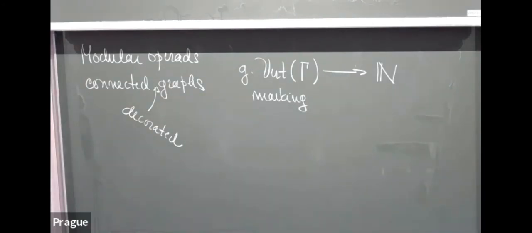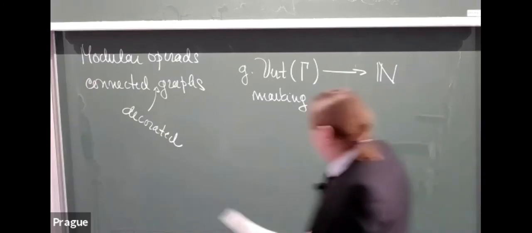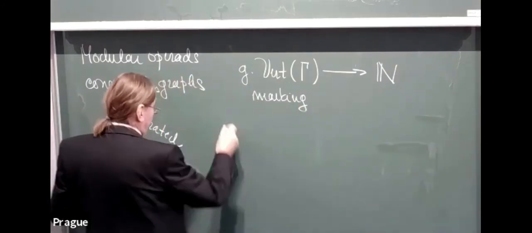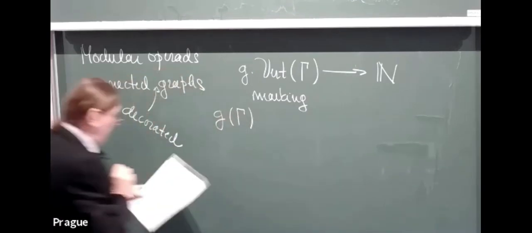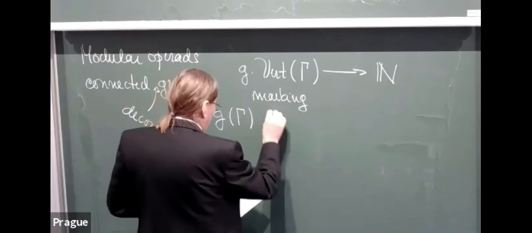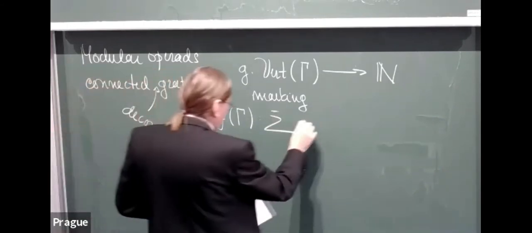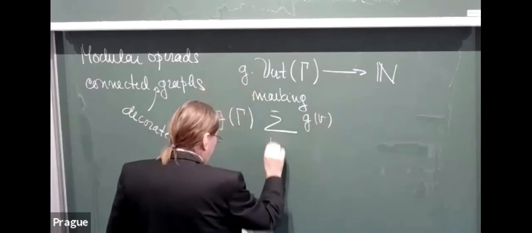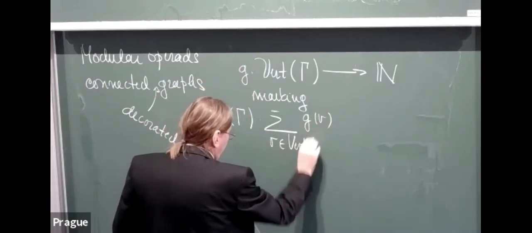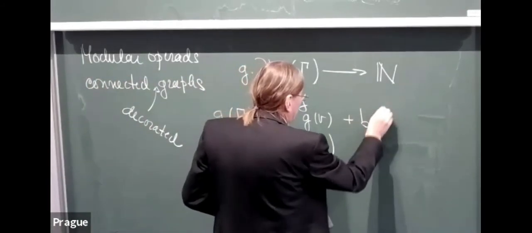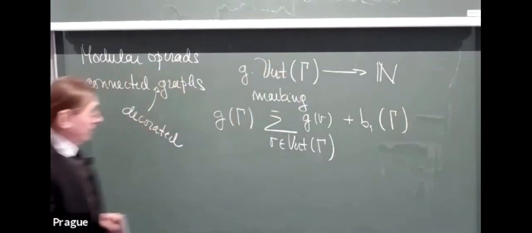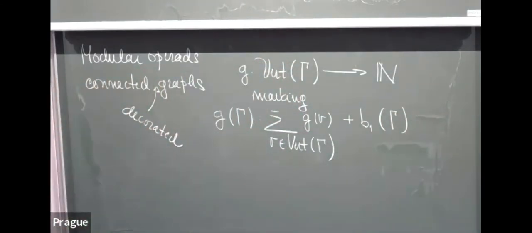This decoration is an abstraction of genus, because it has some geometric origin where g was indeed a genus. If I'm given such a decorated graph, this is the genus of vertices, and I may as well define the genus of graph gamma as the sum of these local genera g_v, where v goes over vertices, plus the first Betti number of gamma, which is the dimension of H1 of the geometric realization of gamma. So this is a genus.